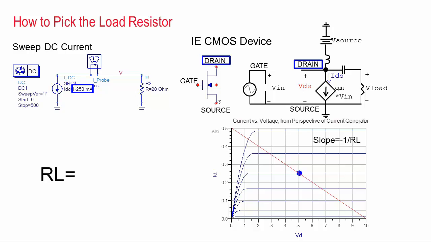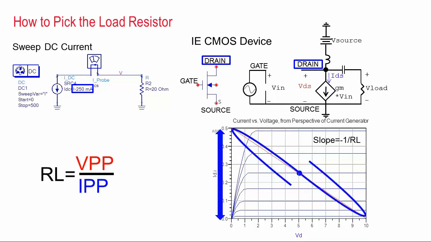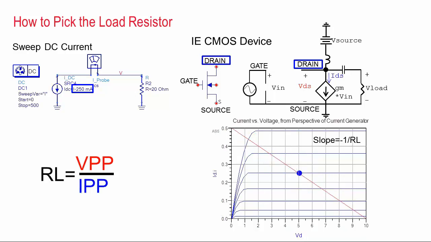So the load resistor is really setting the ratio between the peak-to-peak voltage and the peak-to-peak current. But it's important to keep in mind that this is also constrained by the device. For example, there's a knee voltage in practical devices which prevents the voltage waveform from swinging all the way to 0. So this needs to be considered in design as well.